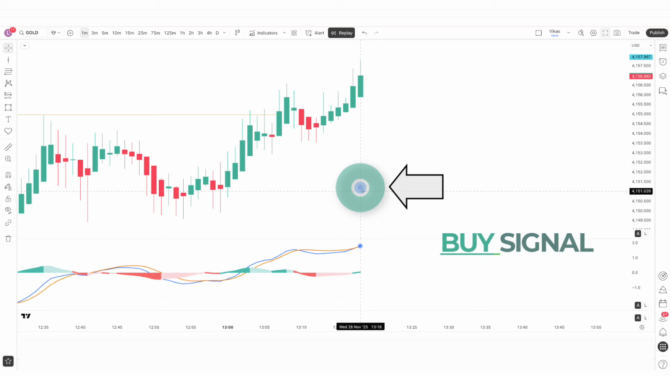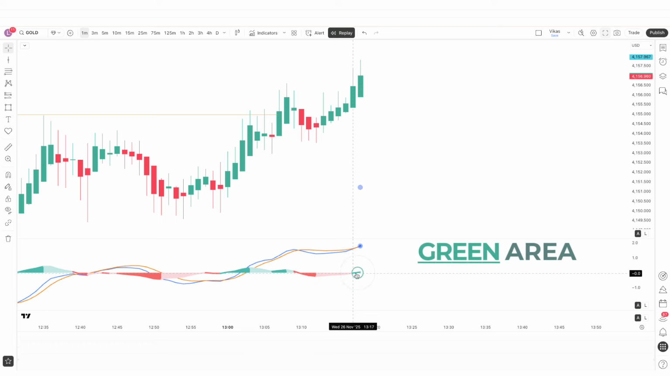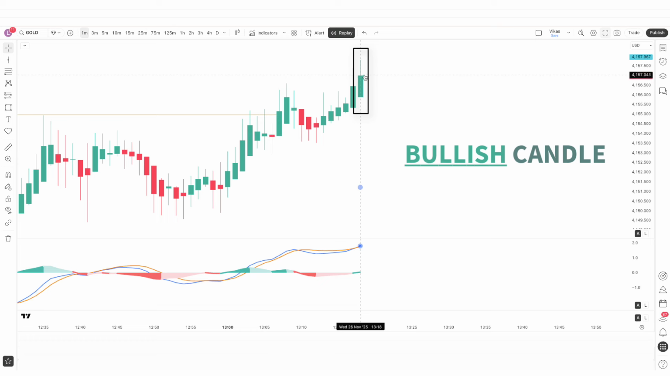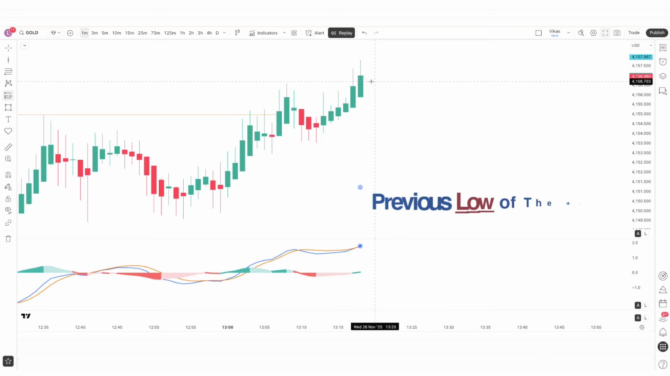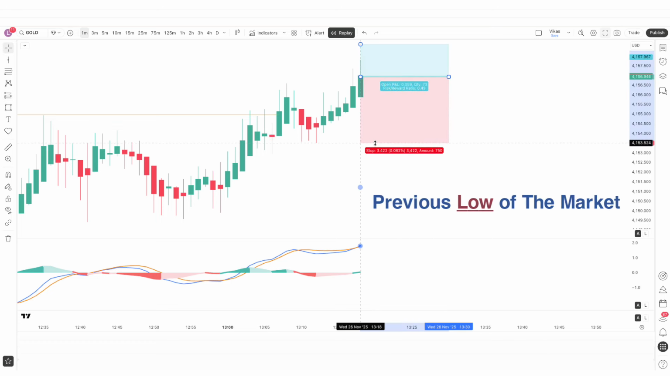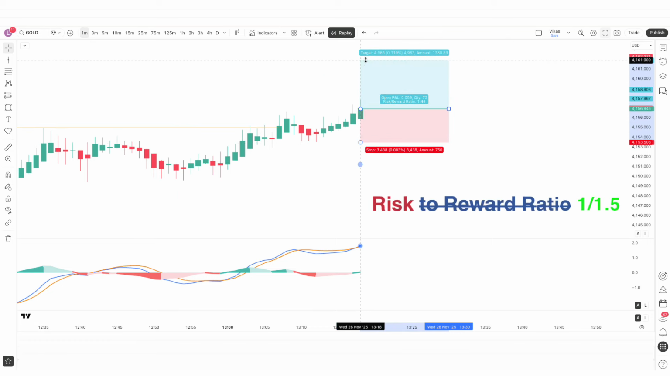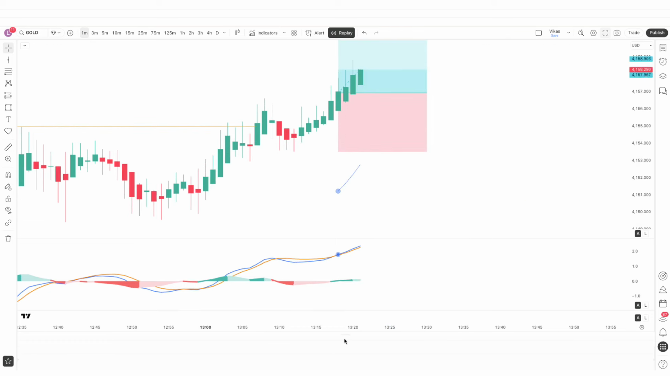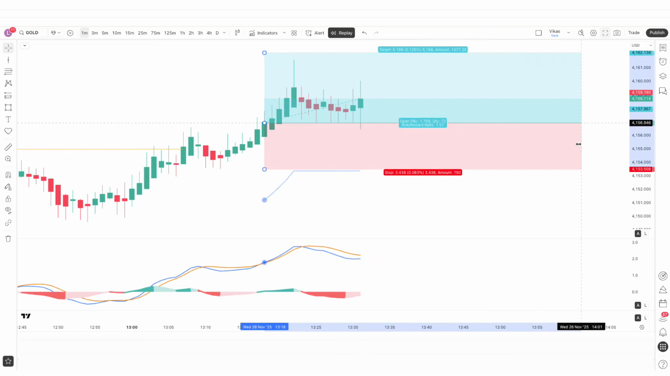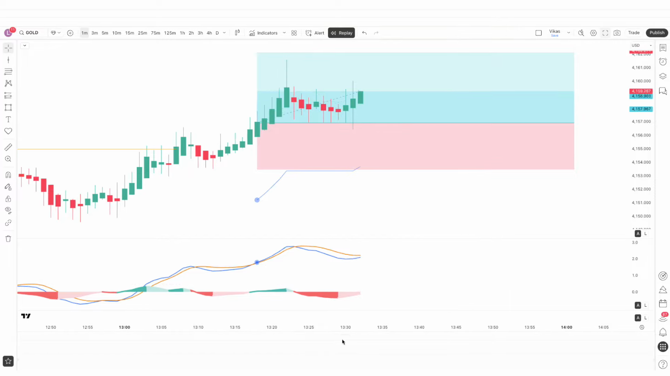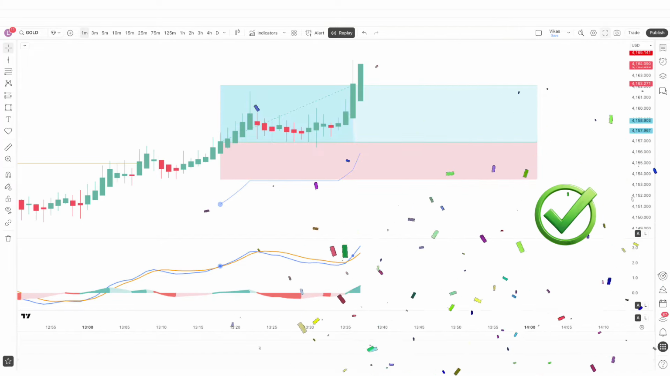Here, the Holt-Winters smoothing circle of this indicator is blue, a buy signal. Here, the MACD Holt-Winters shows the green area. Here, the market has made a bullish candle to give confirmation. So all our conditions are being fulfilled, so we are placing an order to buy. Our stop loss is to be placed at the previous low of the market, and the risk-to-reward ratio will be 1:1.5. Let's see what happens to our trade. Our trade is running in profit. We have won the trade. Let's find the next trade.